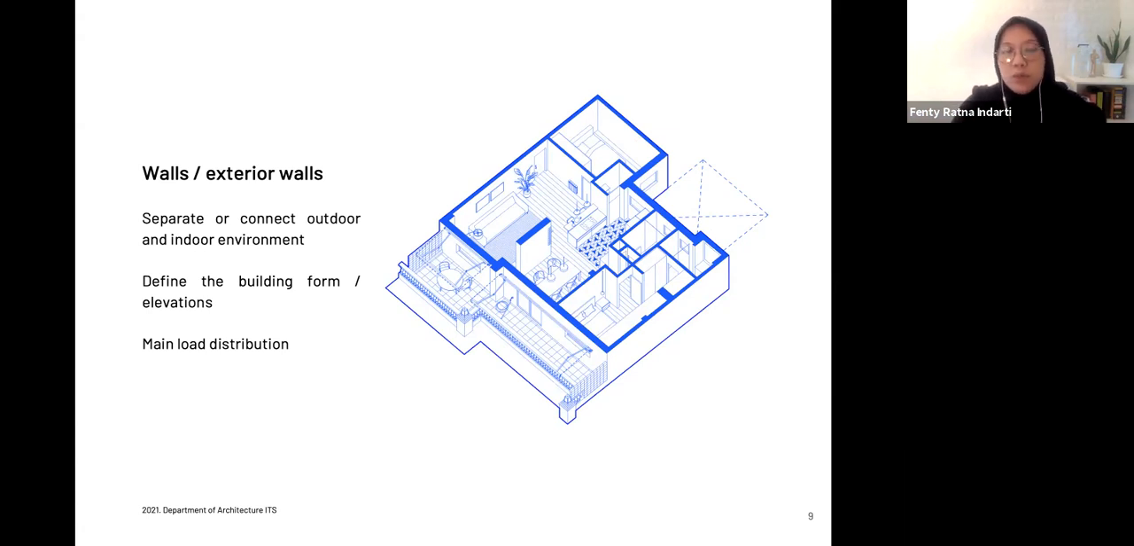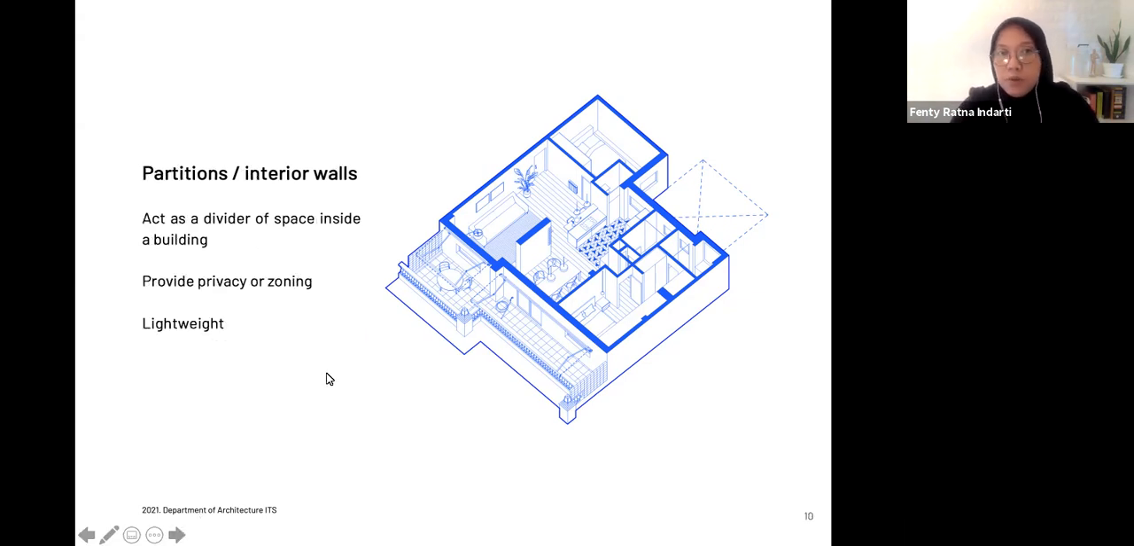And sometimes the exterior walls become the main load distribution if you use load-bearing walls. And maybe you use them for lateral forces, or vertical load. It becomes the main load distribution.